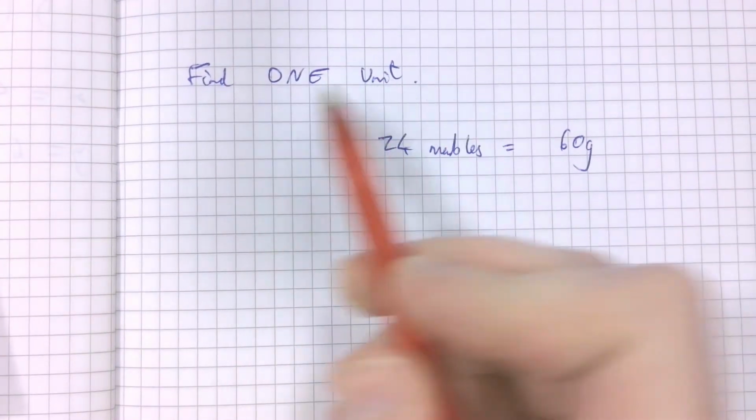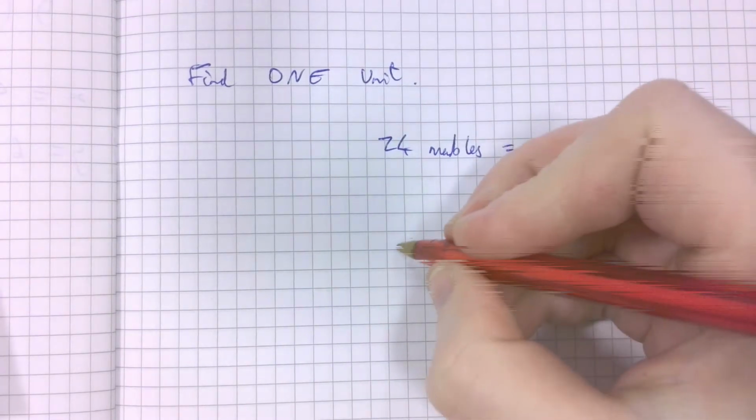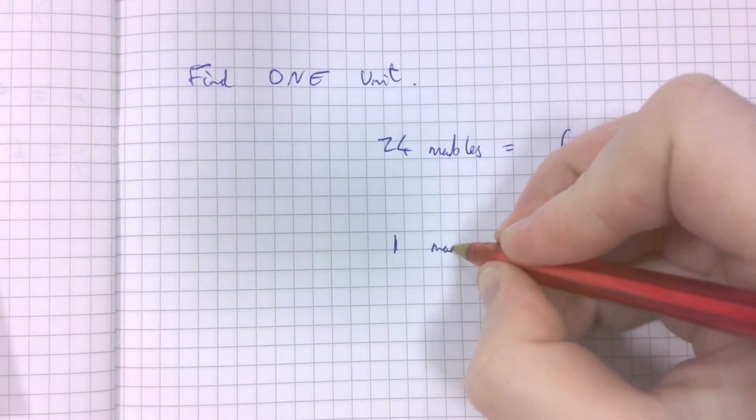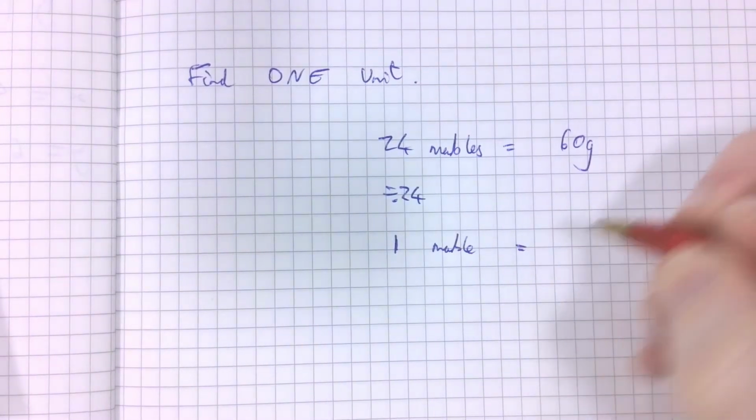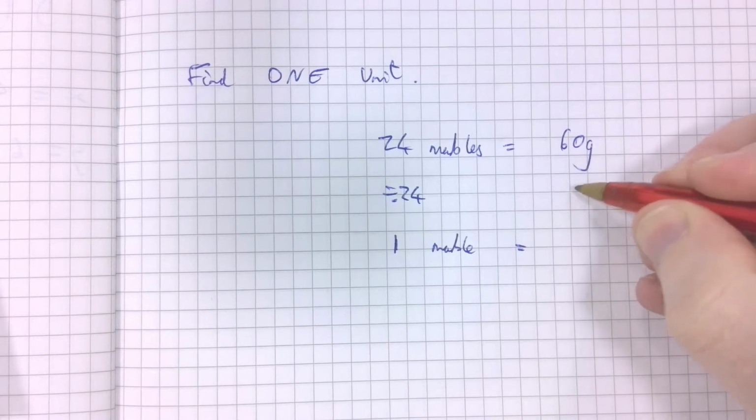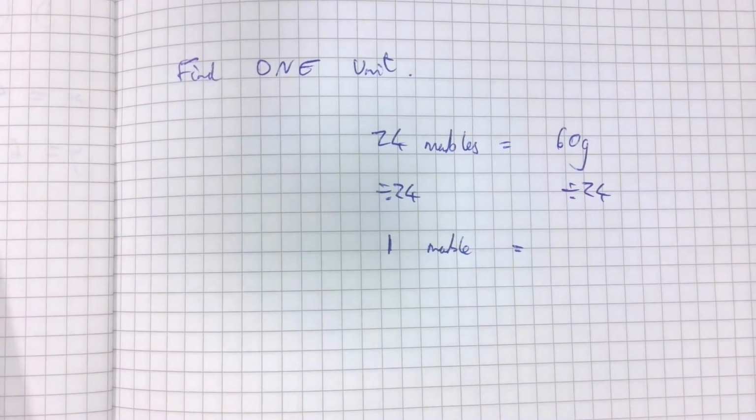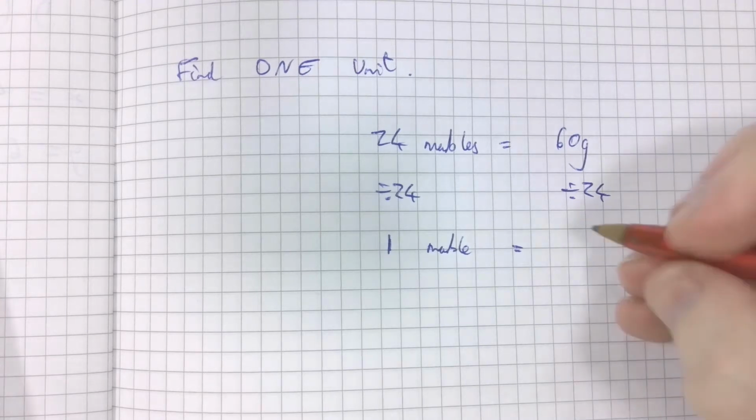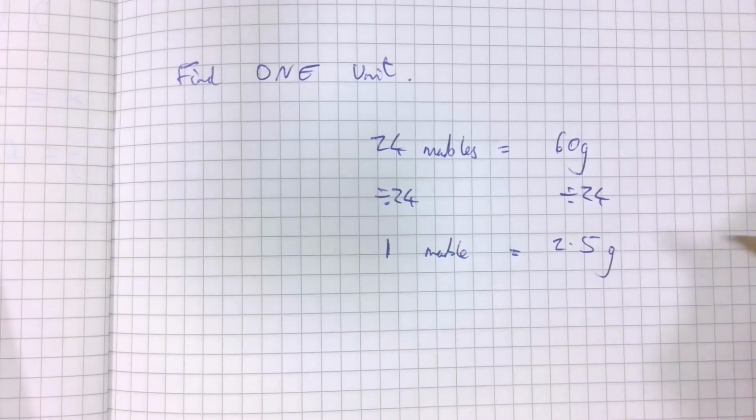If I want to find one unit, that means I don't want 24 marbles, I want one marble, which I find by dividing that by 24, but the weight of that is obviously going to be 60 divided by 24, because you're applying the same operation to both sides of this little equation that we formed. 60 divided by 24 is 2.5. One marble is 2.5 grams.